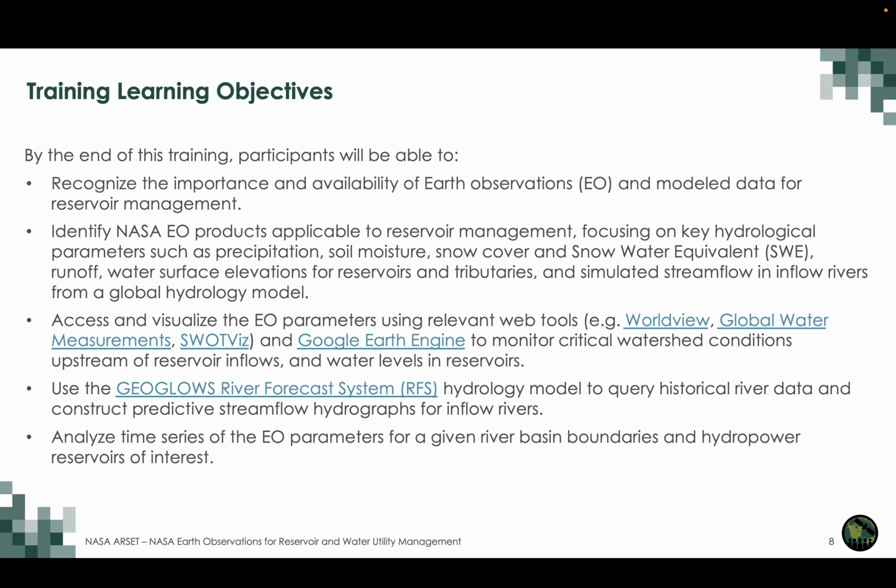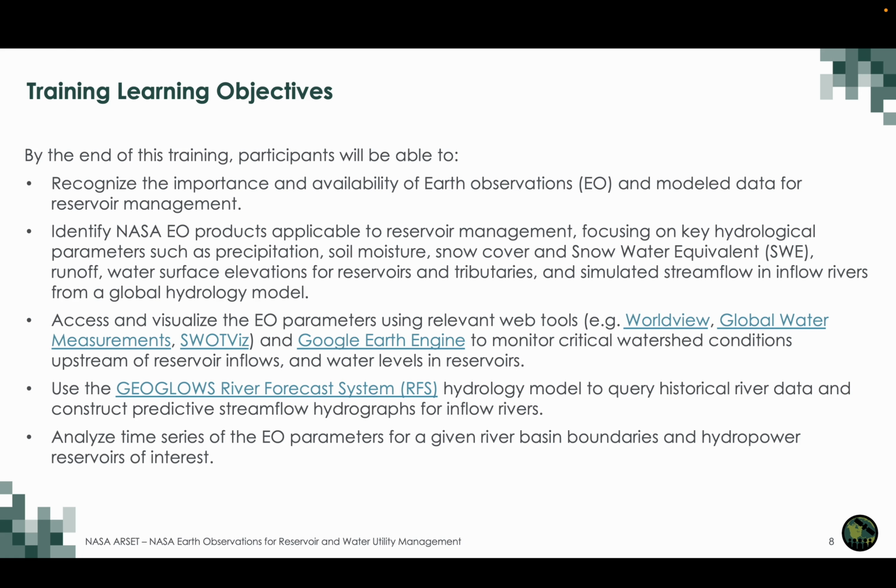The overall learning objectives for this training are that by the end of this series, you will be able to recognize the importance and availability of Earth observations and model data for reservoir management, and identify NASA Earth observation products applicable to reservoir management, focusing on key hydrological parameters such as precipitation, soil moisture, snow cover, snow water equivalent, runoff, water surface elevation in reservoirs and tributaries, and simulated streamflow in inflow rivers from a global hydrologic model.